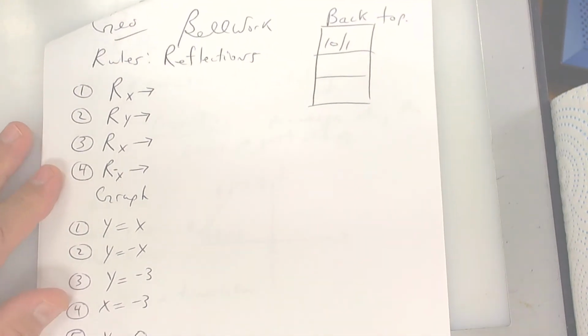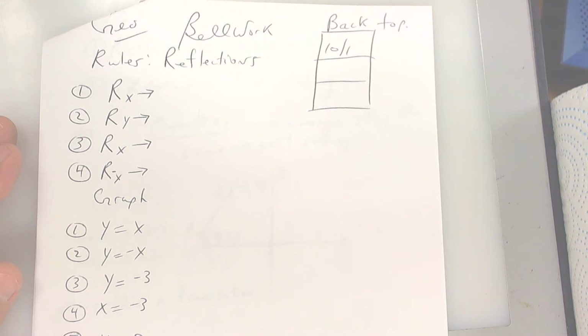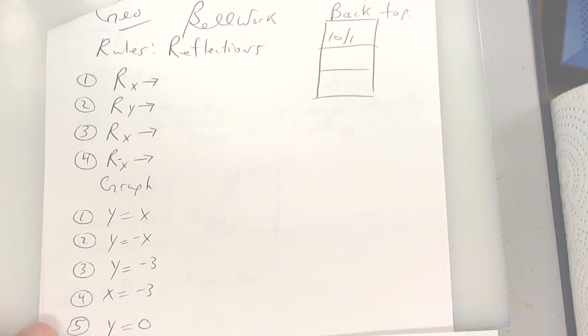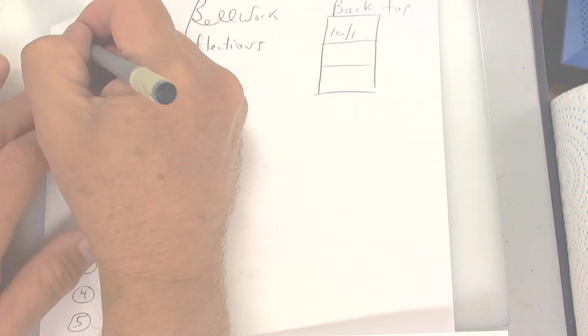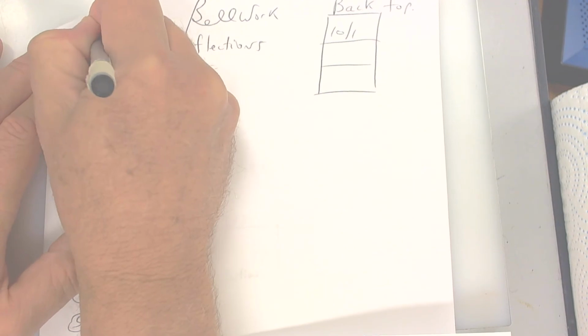Let's look here. Okay, we're into geometry now. Let's talk about the bell work here. Geometry is 438.